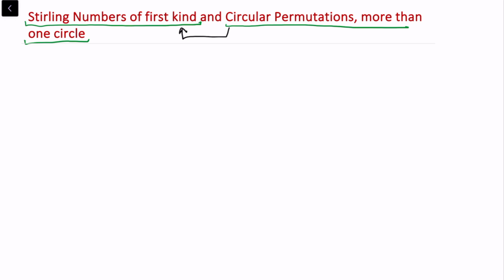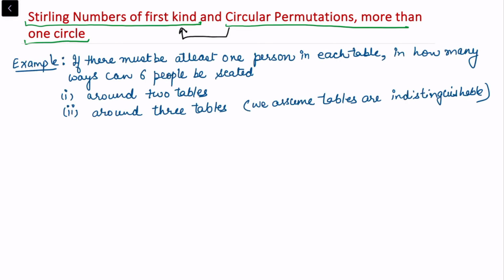let me first take up a problem in which I am considering a circular permutation where more than one circle or more than one round table are considered. For this, we consider this example. If there must be at least one person at each table, in how many ways can 6 people be seated, and the condition is at least one person on each table. The first problem says around 2 tables.